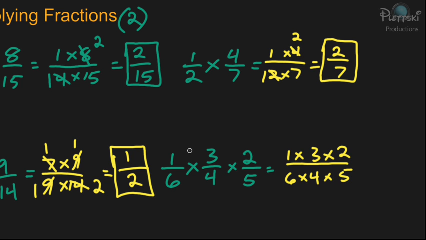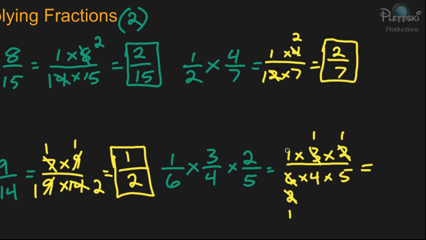Okay, let's see if there's any way that we can simplify this. Well, I see a 3 and a 6, and those are both divisible by 3. So let's divide those by 3. So 3 divided by 3 is 1, and 6 divided by 3 is 2. And then you have a 2 on top and a 2 and a 4 on the bottom. Now at this point, you can pick one or the other, but you can't pick both. So we'll just do the 2 and the 2. So we do 2 divided by 2, which is 1, and 2 divided by 2, which is 1.